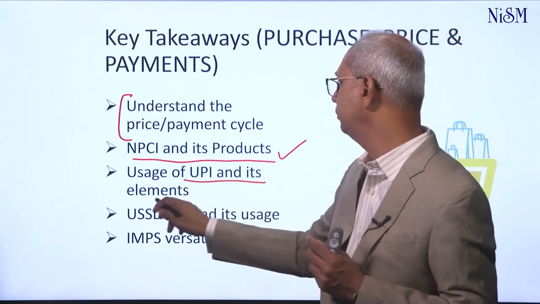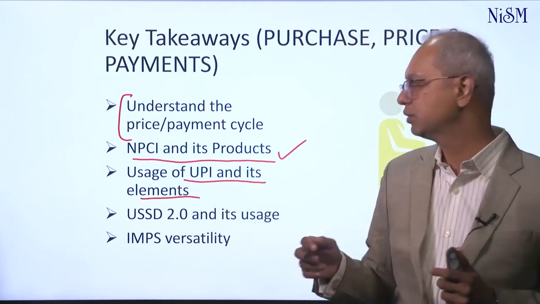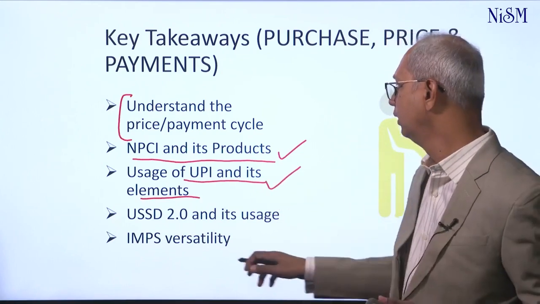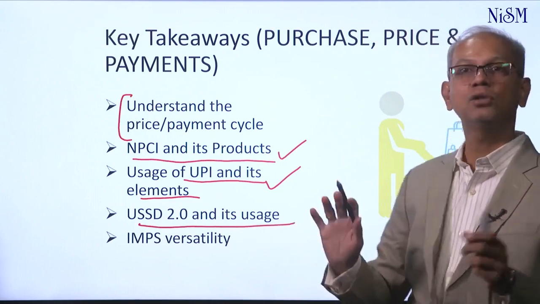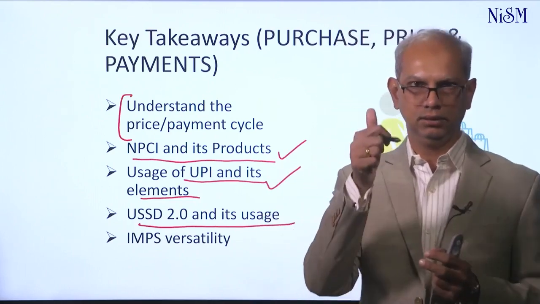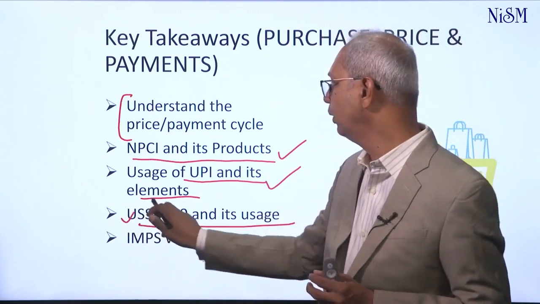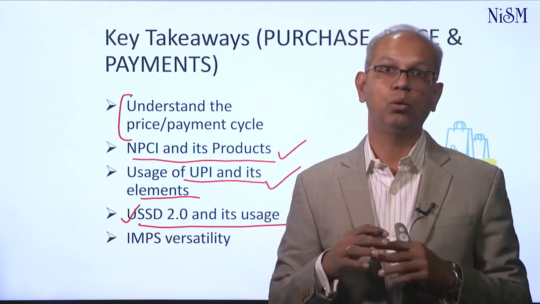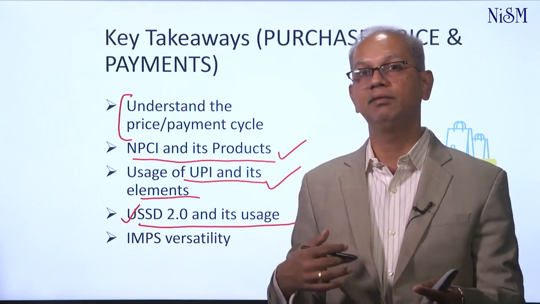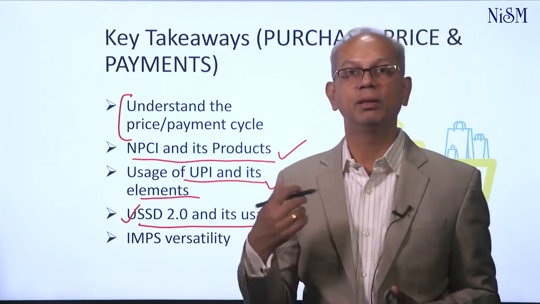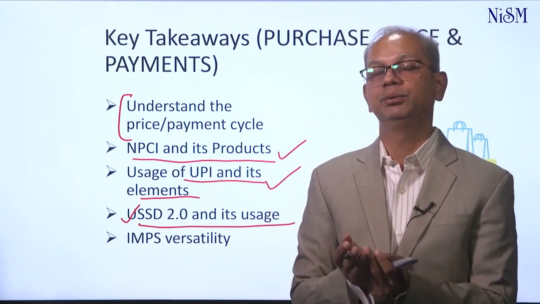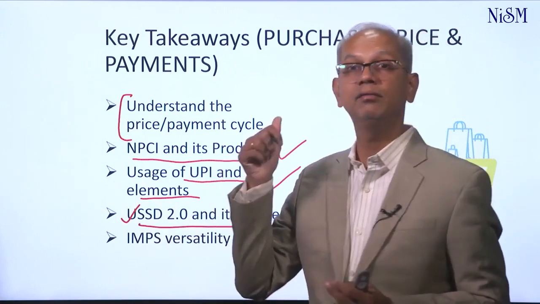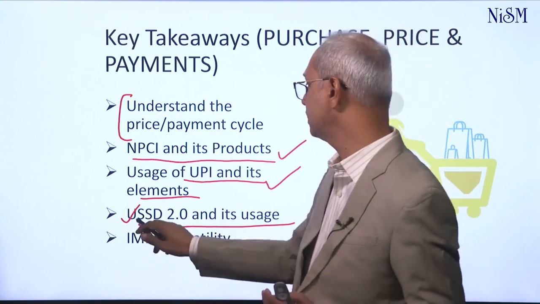Usage of UPI and its elements. UPI is the IMPS system that we saw, right, with all the app interface, how it's done. We also saw what happens if the internet is not there tomorrow. Can you do transactions? Yes, you can do transactions via USSD, which is still there. It is still easy to use. You can do all the basic transactions like sending money, receiving money, right? You can do much more. You can find out the last 5 transactions you did, and what the bank balance is, right? All of those you can find out through USSD even if there is no internet connectivity.